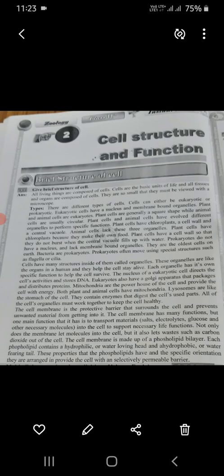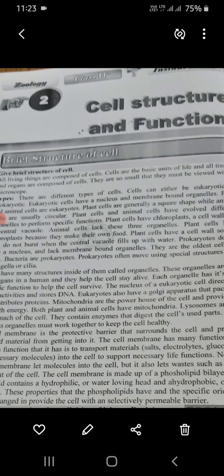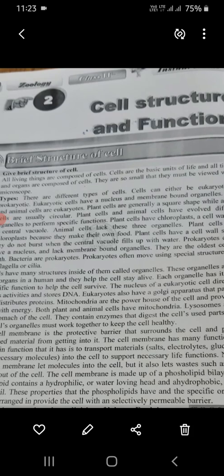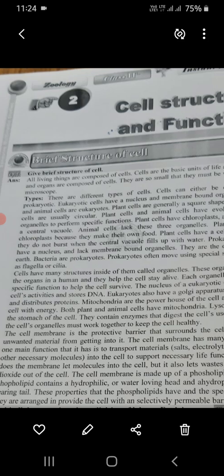The topic for the day for class 11th is cell structure and functions. A brief structure about the cell: all living things are composed of cells. Cells are the basic units of life, and all tissues and organs are composed of cells. They are so small that they must be viewed with a microscope. Actually, we can say that the cell is the basic unit of life, and cells are composed of small particles which can be viewed only with a microscope. This is an introduction about the cell.